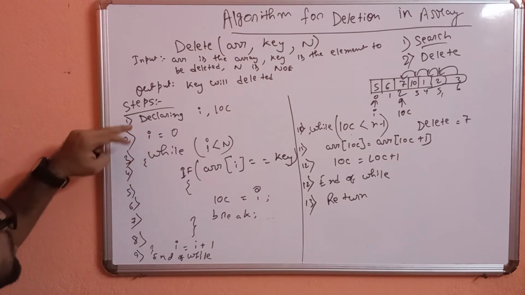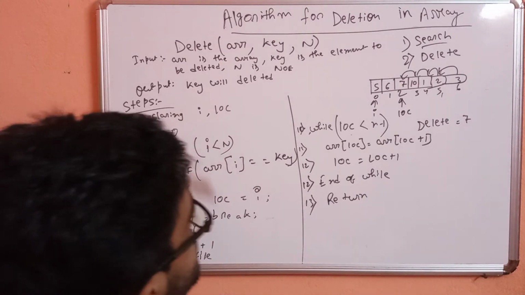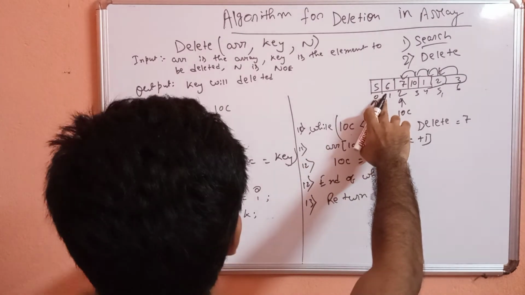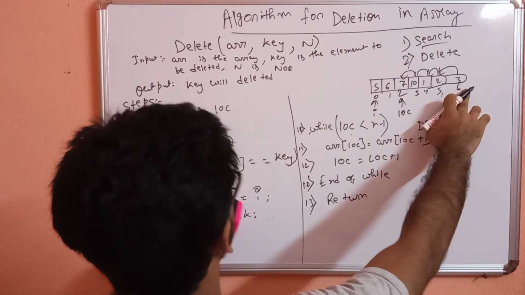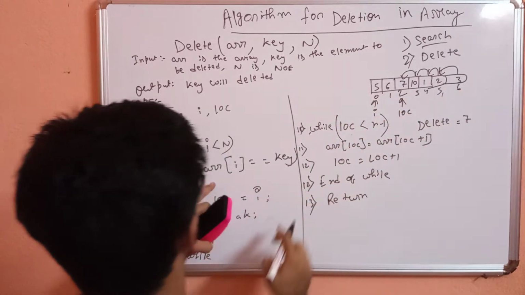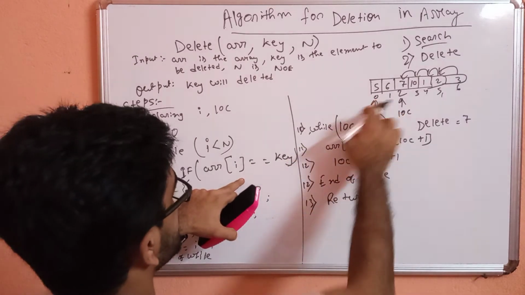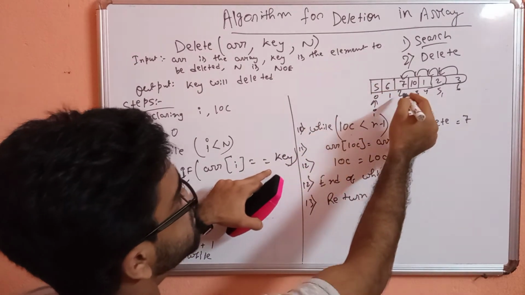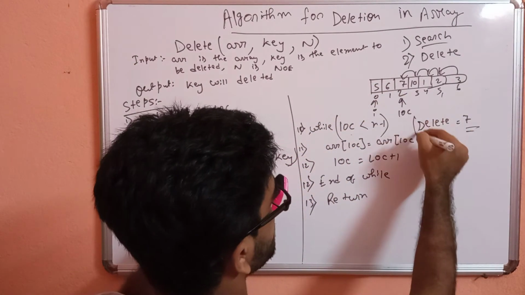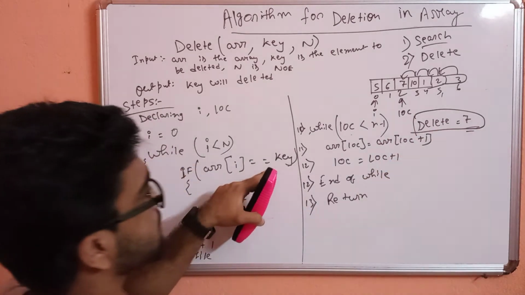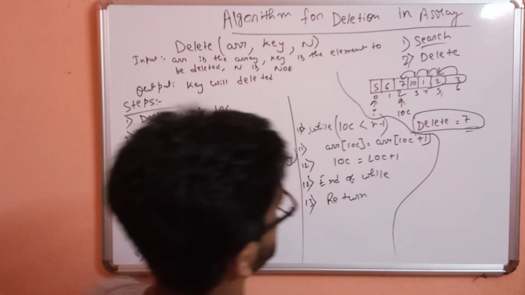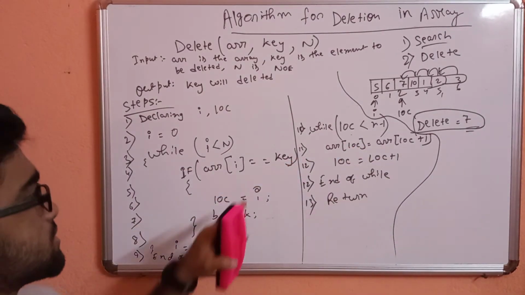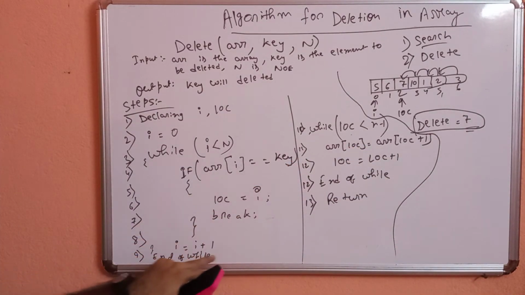So let's see how it works. First, I equals to 0. Zero is here, and while I less than n, up to here it satisfies the condition. Enters: is ARR of I, which is 5, equal to key? Key is 7. Is it satisfied? No. I equals to I plus 1.